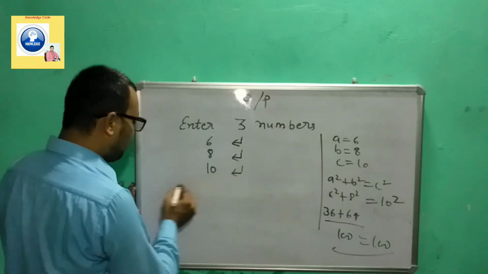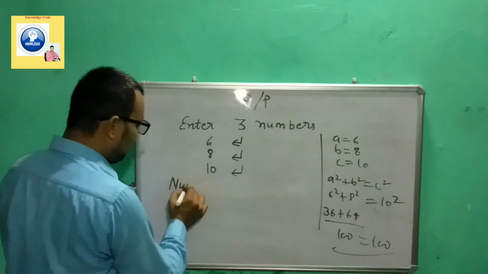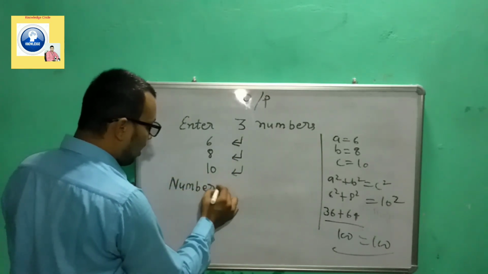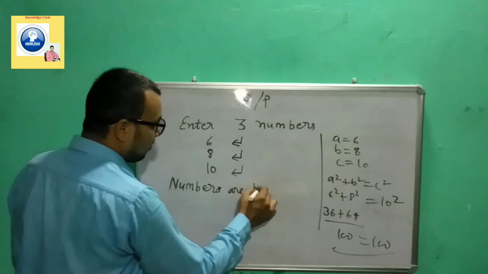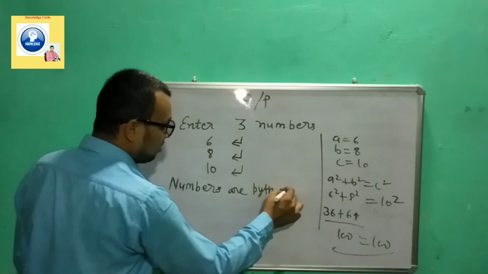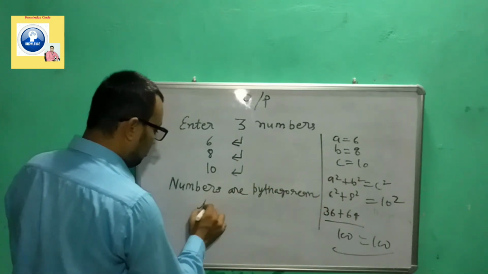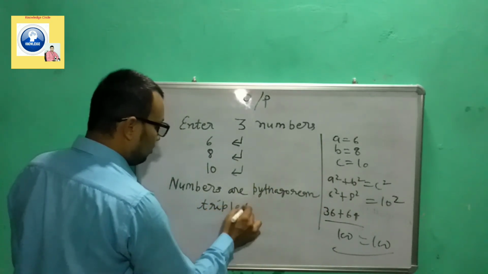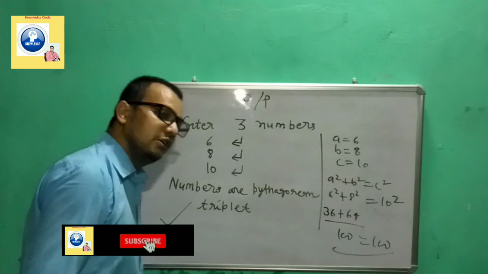Now it is correct because of the background work. What you will get as output is: numbers are Pythagorean triplet. So in this way you will solve it.